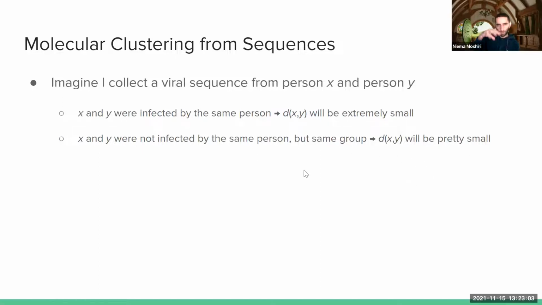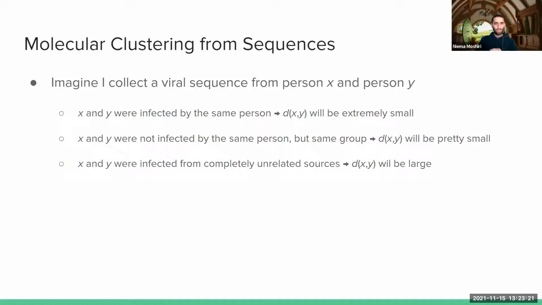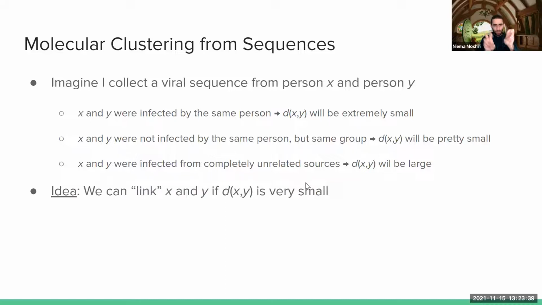So if X and Y were in the same transmission cluster, but they were not necessarily infected by the same person, this pairwise distance, the mutations that are different, it's going to be pretty small. It's not going to be as small as if they were infected by the same person, but it's going to be pretty small. Versus if X and Y were just completely unrelated, like they just got infected in totally different places, the pairwise distance between their sequences is going to be pretty big. So the general thought process here is, what if I place a link between person X and person Y if their pairwise distance is very small?